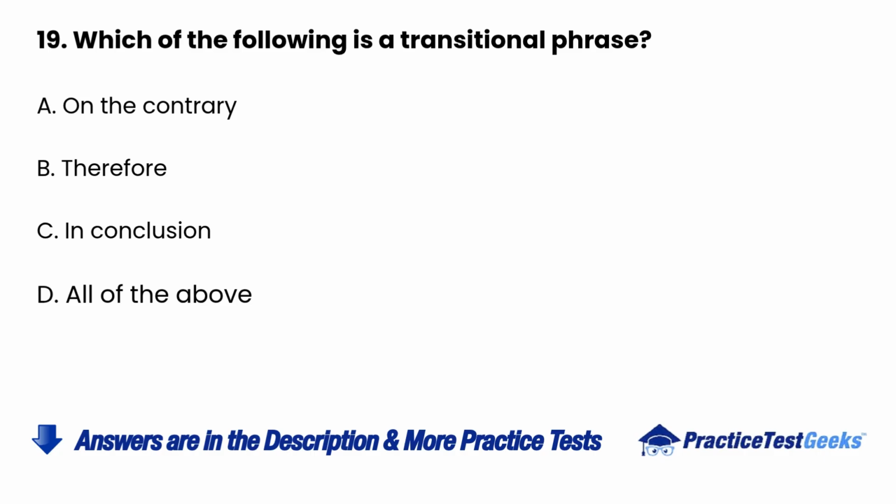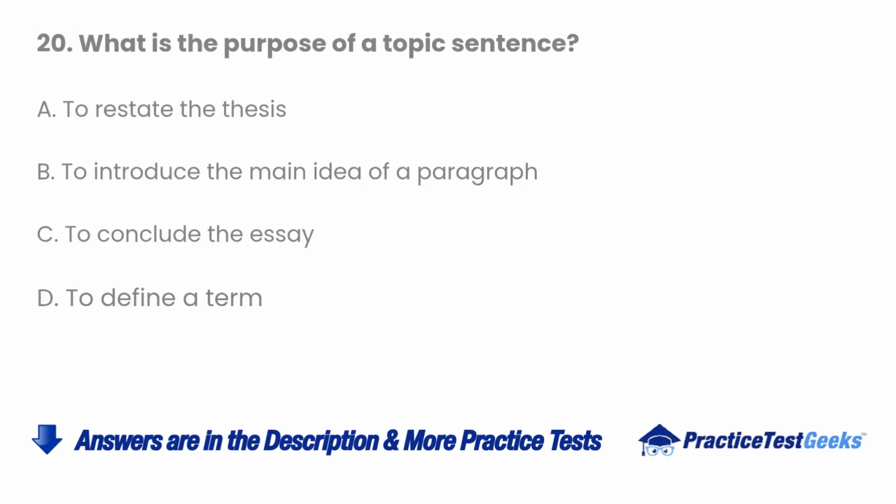19. Which of the following is a transitional phrase? A. on the contrary, B. therefore, C. in conclusion, D. all of the above.